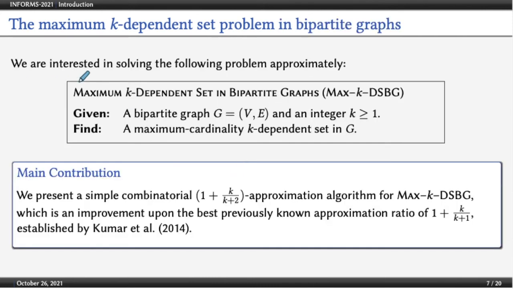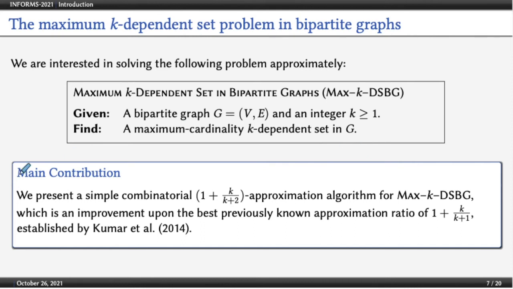So here is the formal statement of our problem of interest, the maximum k-dependent set in bipartite graphs, abbreviated as written here. So we are given a bipartite graph G with the set of vertices V and the set of edges E and an integer k greater than or equal to 0. And we want to find a maximum cardinality k-dependent set in G.